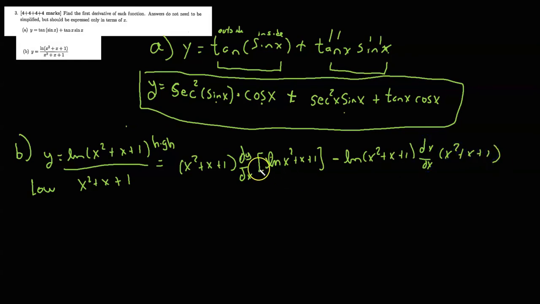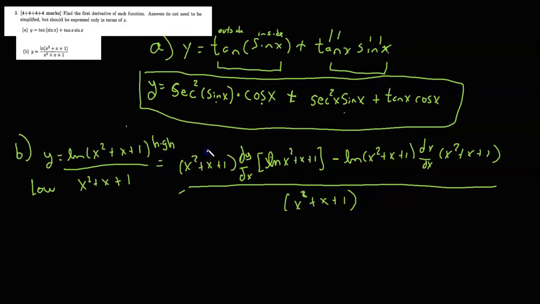Okay, all over the bottom squared. So I'm going to say it: low d high minus high d low, all over the bottom squared. I forgot that. Low d high minus high d low all over the bottom squared. Okay, so let's evaluate the derivatives that I had written there, dy/dx.